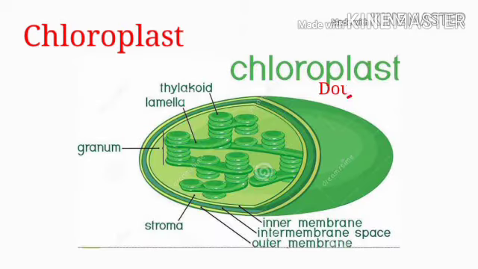Chloroplast is a double membrane bound organelle. It contains a membrane system called grana, which are stacks of thylakoid. It has stromal lamellae which connect the grana, and the matrix is called stroma. It also contains some starch droplets and lipid droplets.